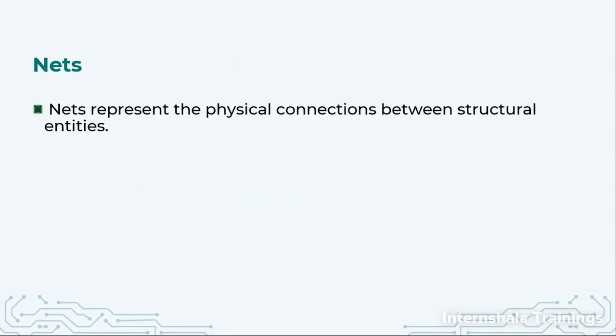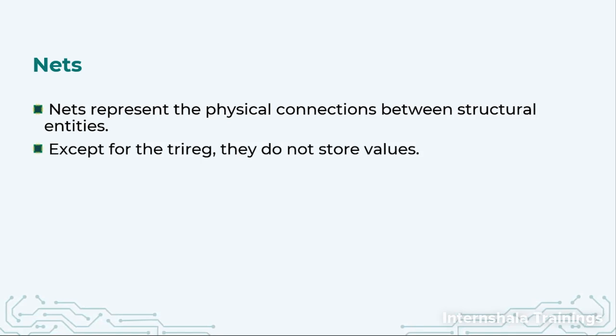So let us talk about nets now. Nets represent the physical connections. I have an ALU, then I have a register, or then I have a flip-flop. I need to connect these structural entities, and wires will physically connect these structural entities. Except for the category called tri-state register, wires will not store the values.